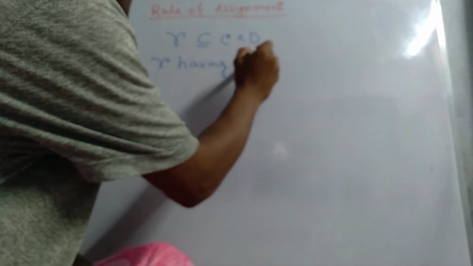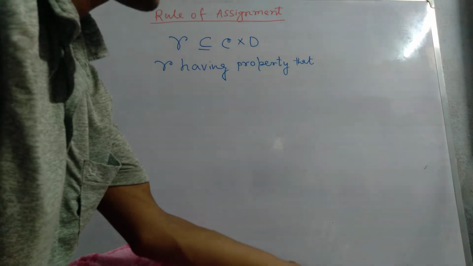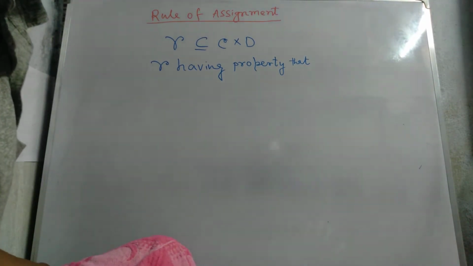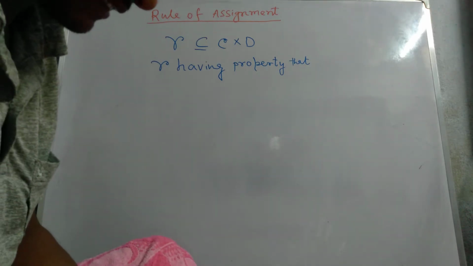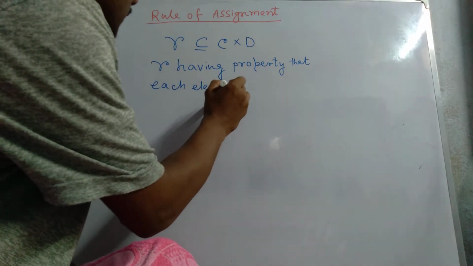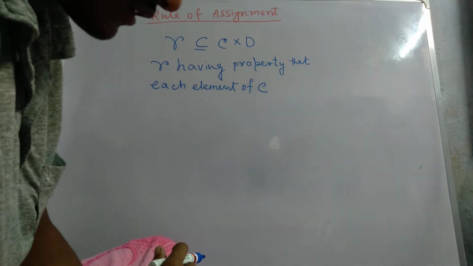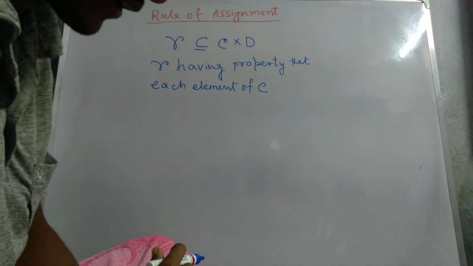We discussed Cartesian product in the previous class. So a rule of assignment is just a subset of this Cartesian product C cross D, having the property that each element of C appears as the first coordinate of at most one ordered pair belonging to R.